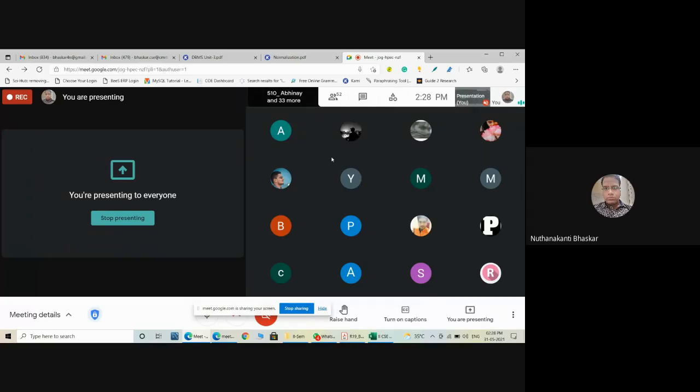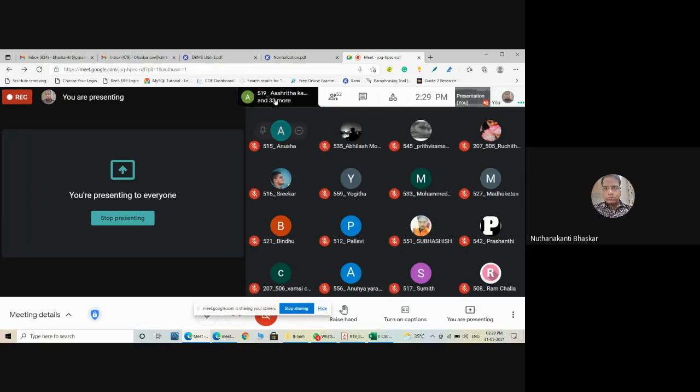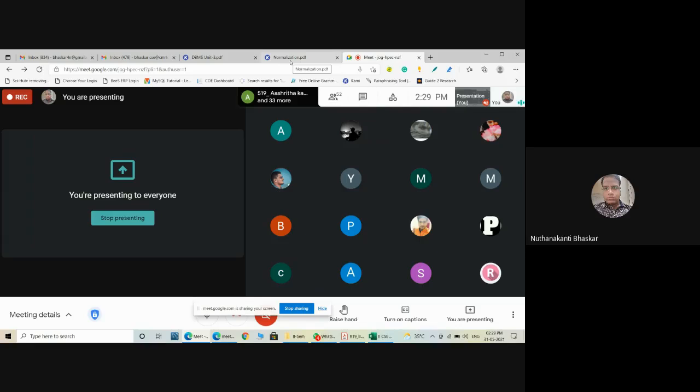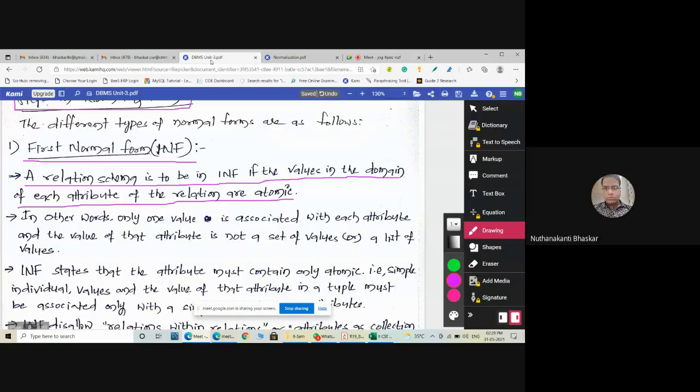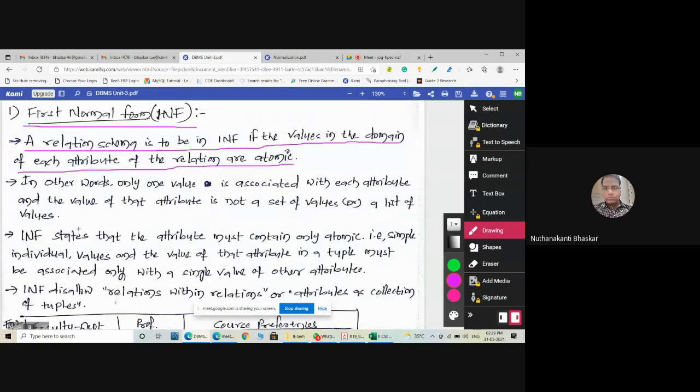If any attribute has more values, for example, if I write phone number and you have 2 or 3 phone numbers and you entered 3 or 4 values, that is not first normal form. Understand? Every attribute contains only a single value. Understand? All attributes, not only a single attribute, all columns. Clear? Yes, sir.